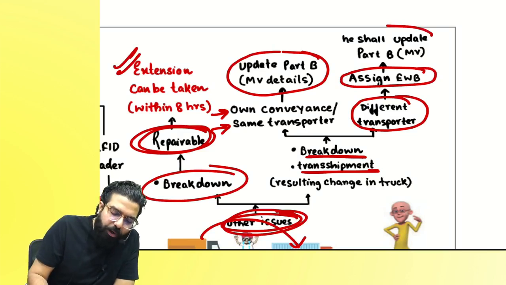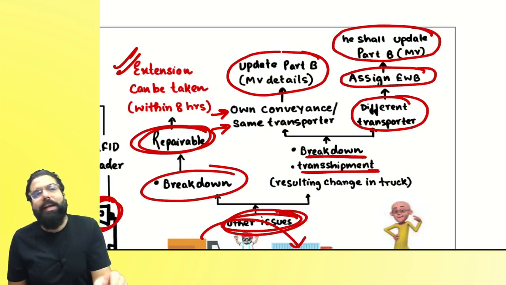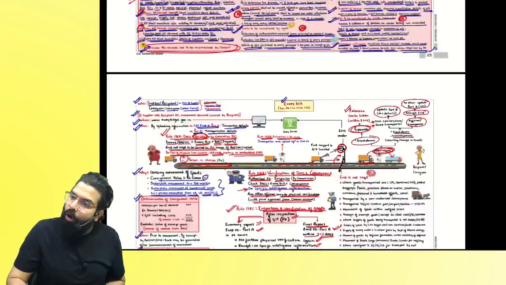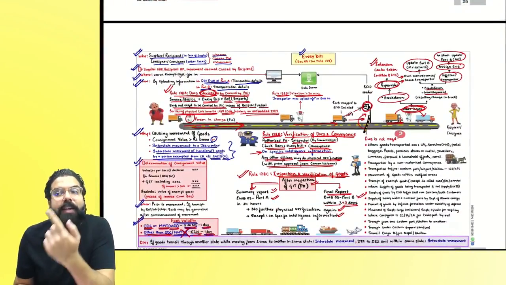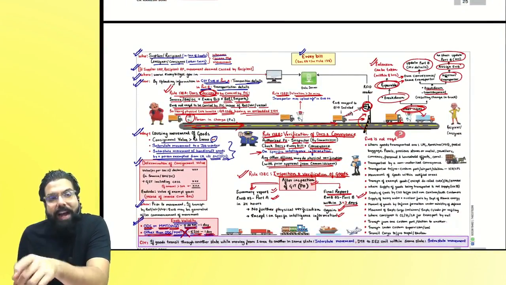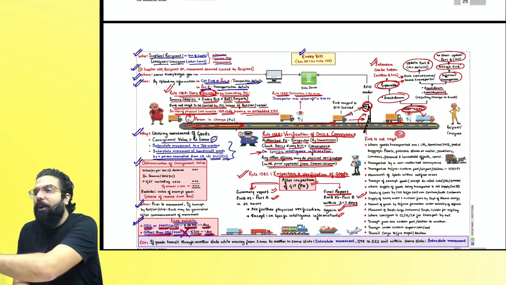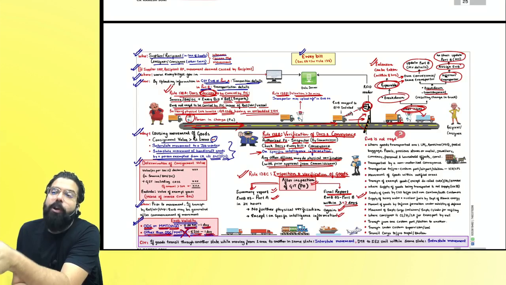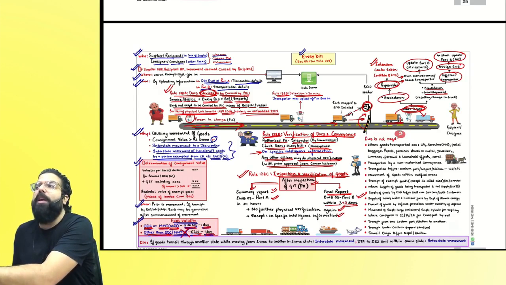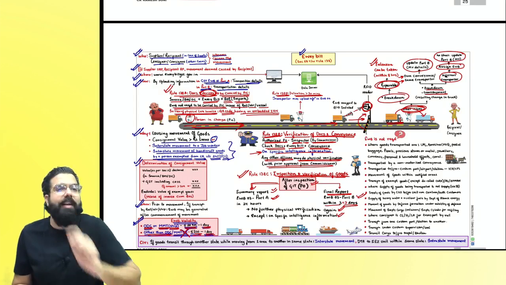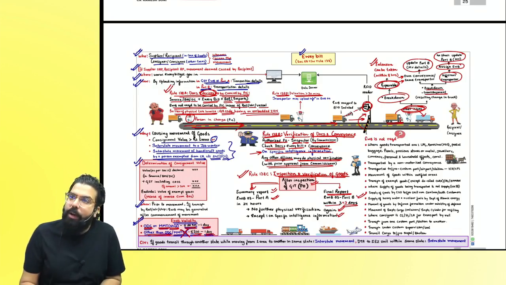Now another transporter will update Part B and take the goods and go. Always remember one thing: once you have assigned the e-way bill to a transporter and he has put the motor vehicle details, you can't assign that e-way bill to another transporter. Only this transporter can assign the e-way bill to another transporter. He can only fill in the details and go. Can I go ahead, everyone?